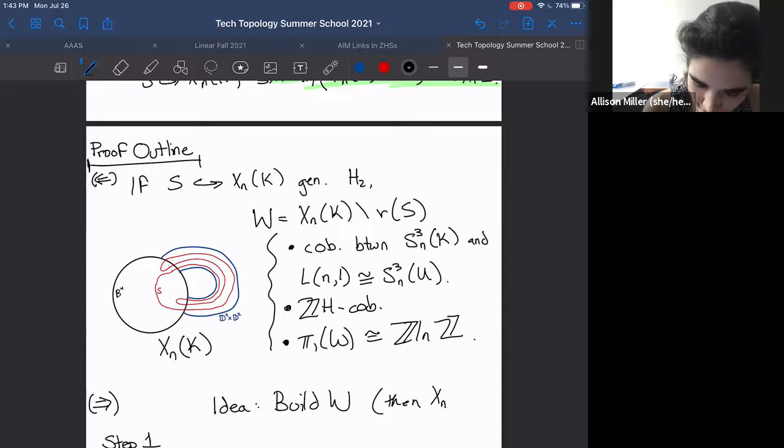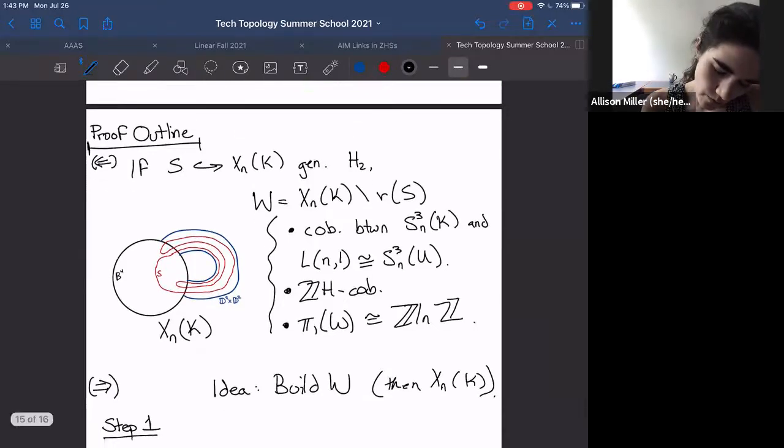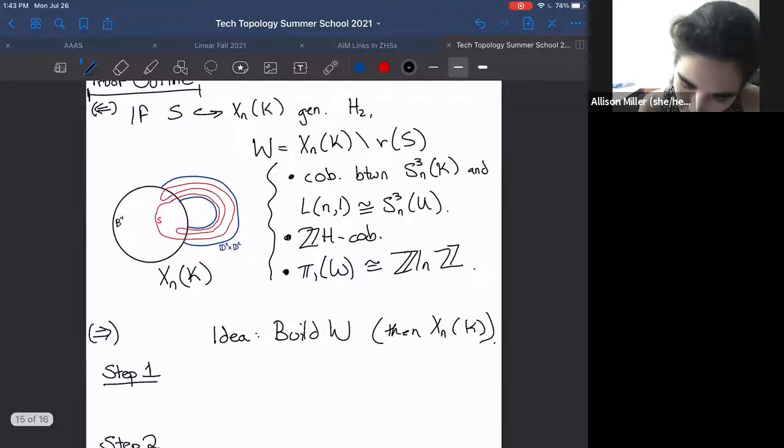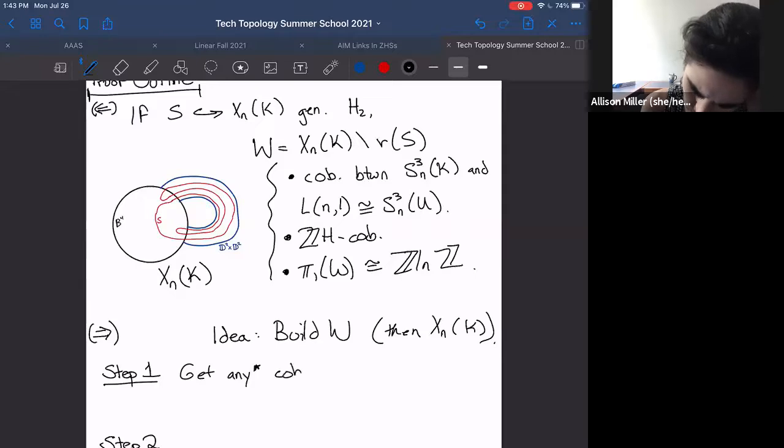And then actually all of the end trace. So I've broken this down into three sort of broad steps, and I'm going to be kind of vague at various points about what goes into them, but please feel free to ask. So step one is just to get any cobordism between the N surgery on K and the N surgery on the unknot.